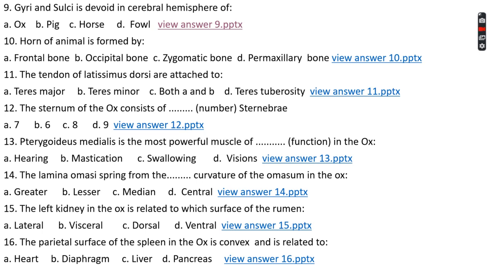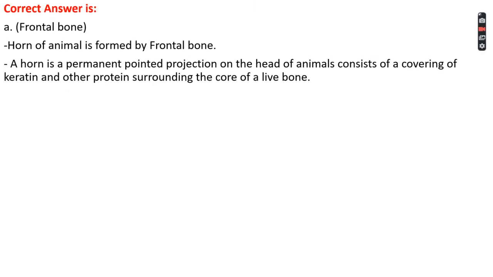Question number 10. Horn of animal is formed by: option A, frontal bone; option B, occipital bone; option C, zygomatic bone; option D, premaxillary bone. The right answer is option A, that's the frontal bone, okay. Horn of animal is actually formed by the frontal bone, okay.